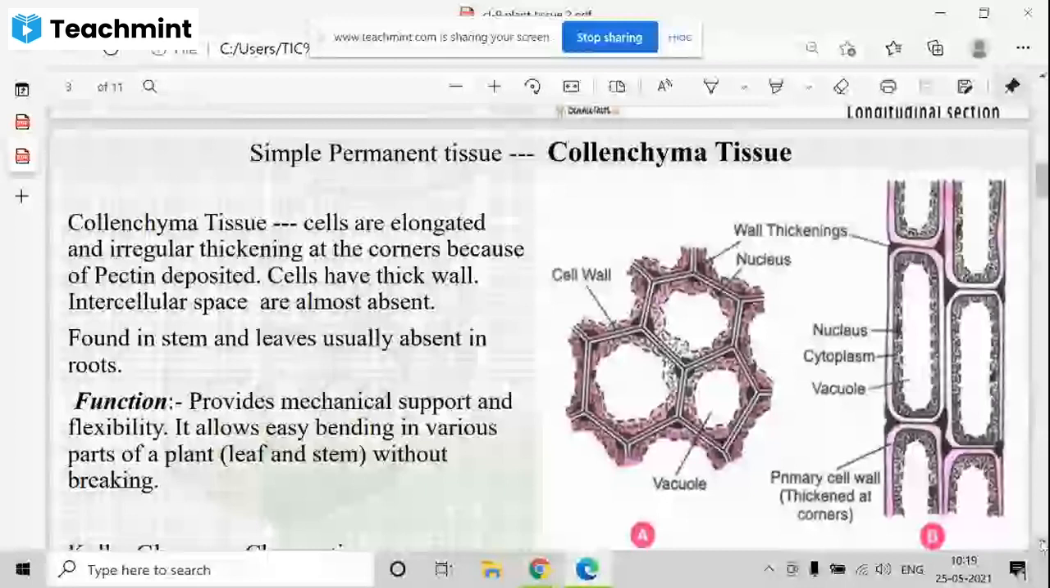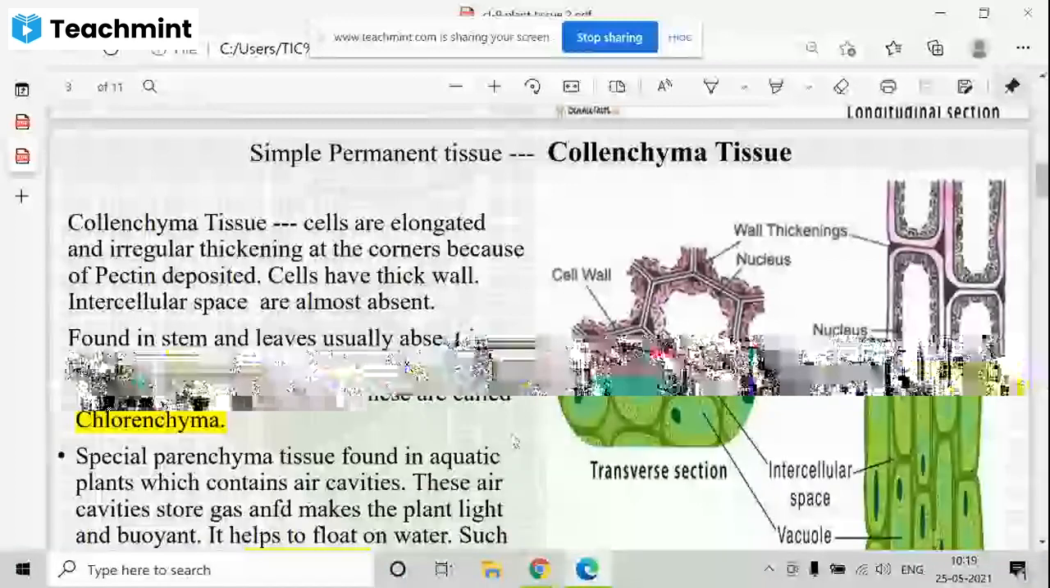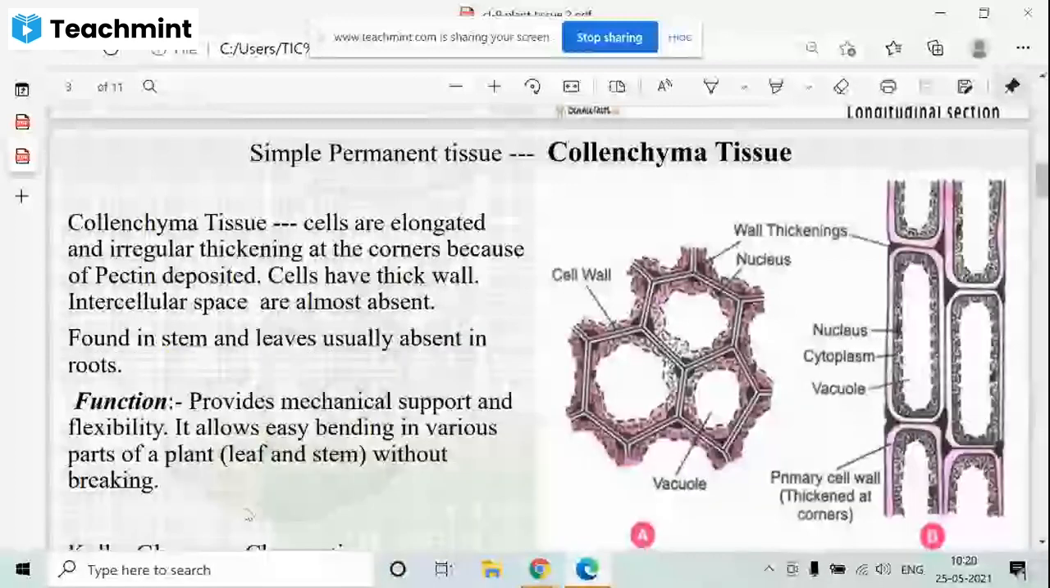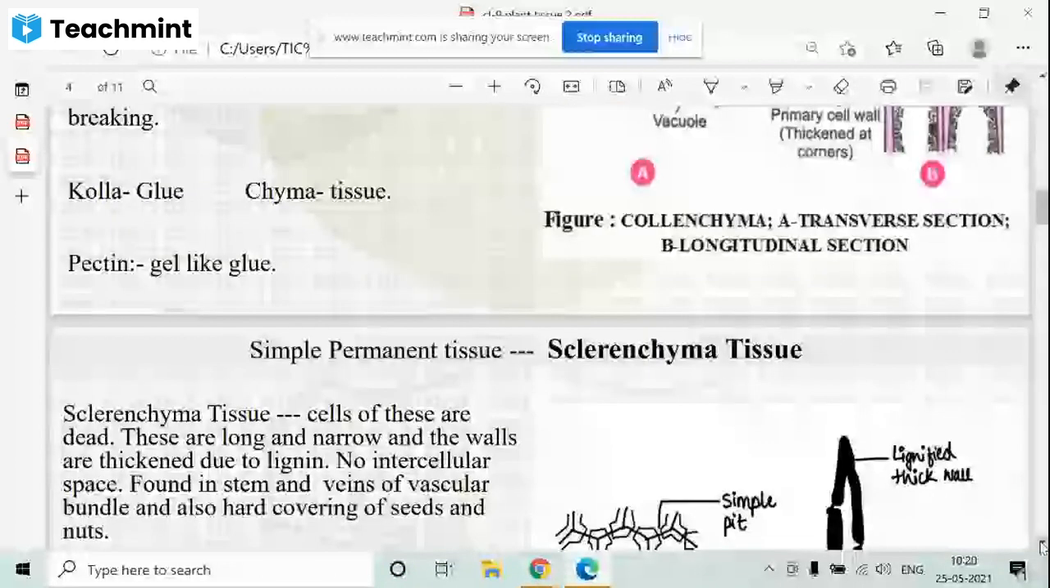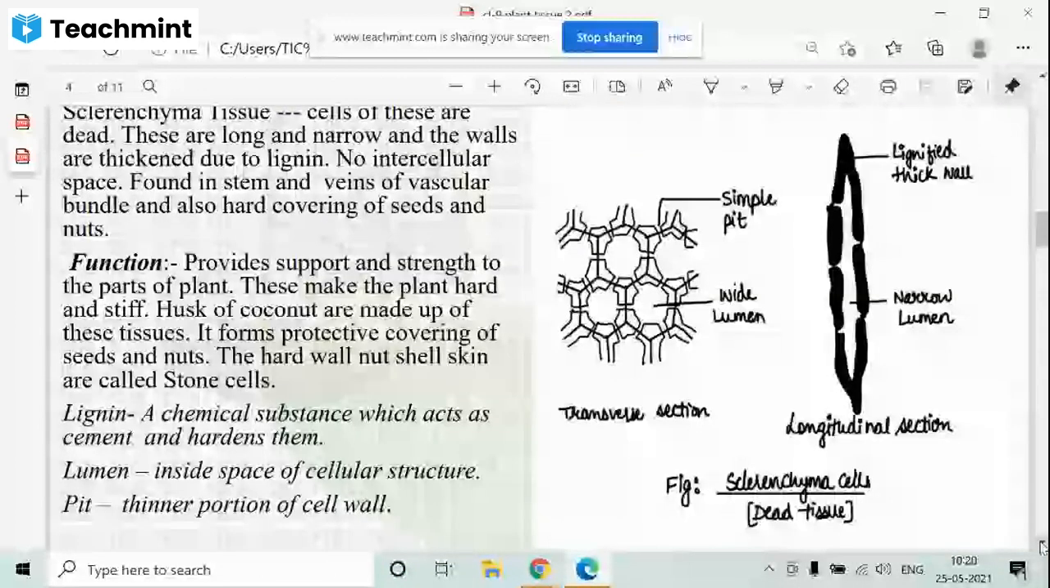Then comes collenchyma tissues. These are hard tissues, mainly deposition of pectin, the chemical called pectin. Okay, and it goes for mechanical support and flexibility. It gives flexibility to the plants, for the stem and the leaves, without breaking down. It helps to hold it when the wind blows. Got it?